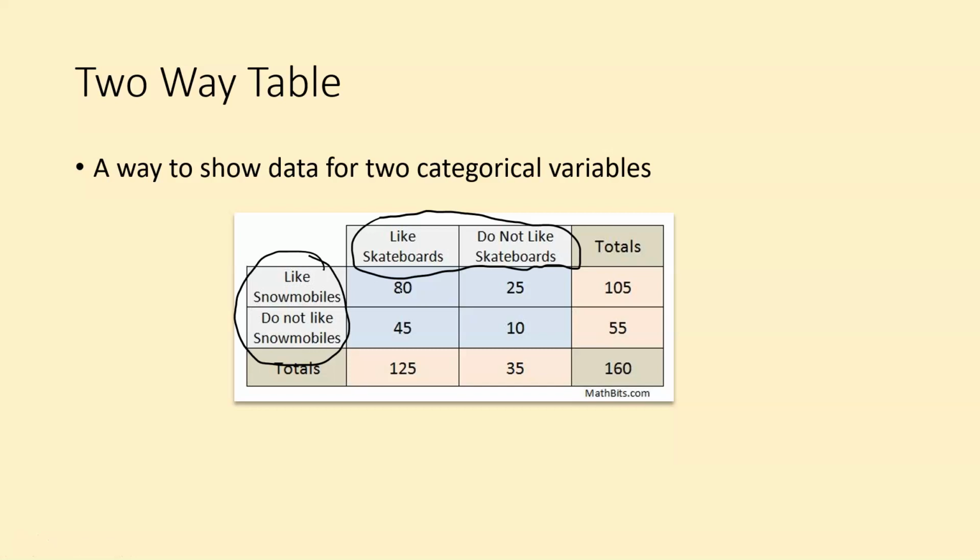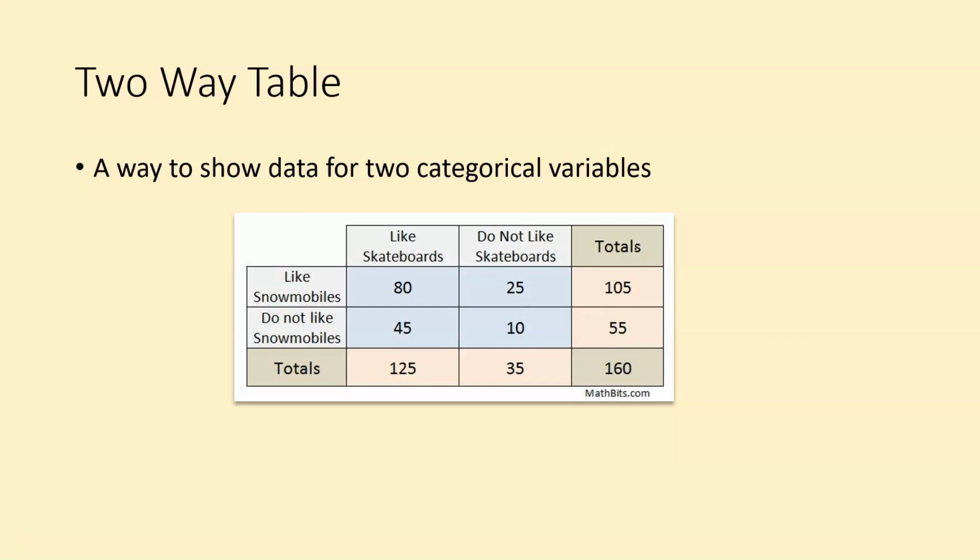Out of this data, there's 160 people that were surveyed. 80 of those people like both snowmobiles and skateboards. 25 like snowmobiles, do not like skateboards. 45 like skateboards, do not like snowmobiles. And then 10 do not like both. They do not like snowmobiles, do not like skateboards. So make sure you understand how to read that. You just look and see which column and row it belongs in.